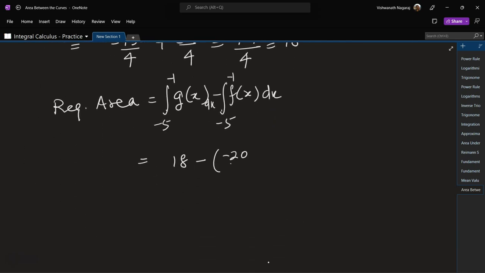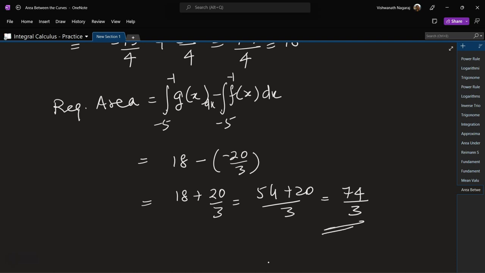So minus 20 by 3, which gives us 18 plus 20 by 3. 18 times 3 is 54, plus 20 by 3, which gives us 74 by 3. This is the required area.